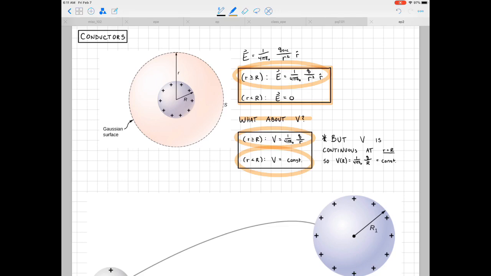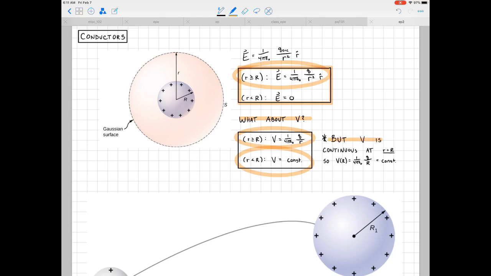The potential is a constant value, right? When you take the derivative of the potential, you get the electric field. The derivative of a constant value, any constant value, will give you 0. So the question is, what constant value is the potential equal to?